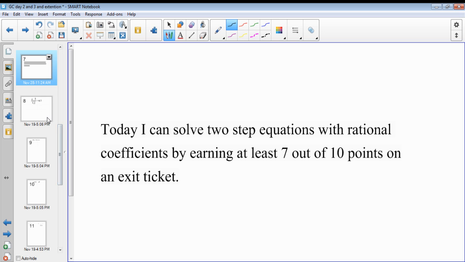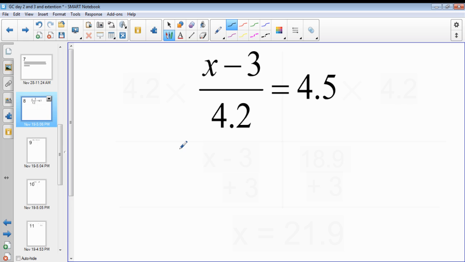Now, our first problem, if you notice, it is very similar to what we did yesterday in class. The biggest difference is there are decimals instead of whole numbers. In this case, we're still using the same steps to solve our problems. Our first step is we need to get rid of our denominator. So we are going to multiply both sides by 4.2.